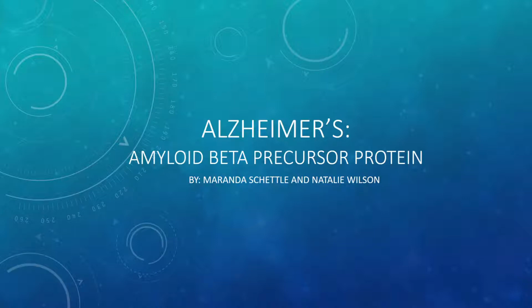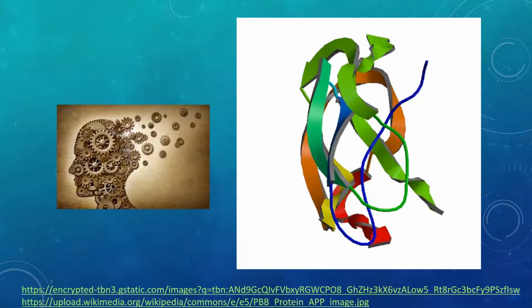Alzheimer's disease is caused by the amyloid beta precursor protein, or APP. APP is essential for your neural growth receptors throughout your body, but over time it can destroy nerve cells, leading to loss of thought and memory, also known as early onset Alzheimer's.